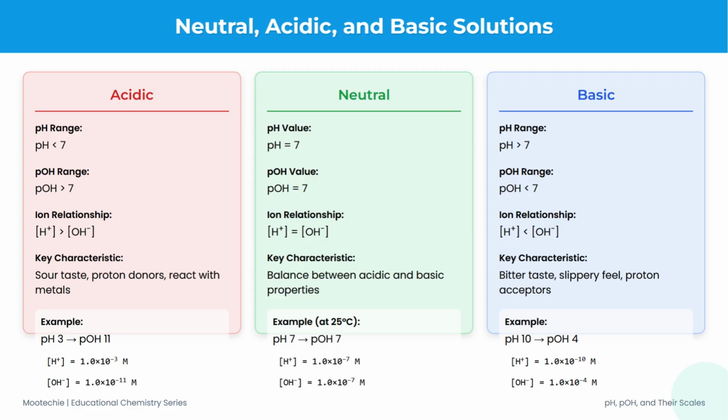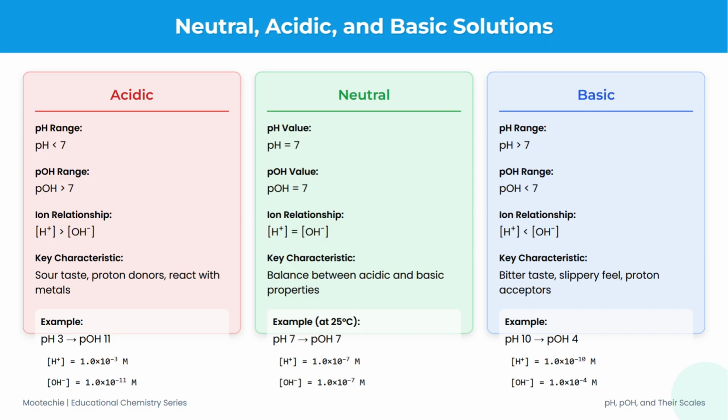Next, neutral solutions. They have a pH of exactly 7 and a pOH of exactly 7. Here, the hydrogen ion concentration equals the hydroxide ion concentration. This represents a perfect balance between acidic and basic properties. So at 25 degrees Celsius, both the hydrogen and hydroxide ion concentrations are 1.0 times 10 to the negative 7th molar.